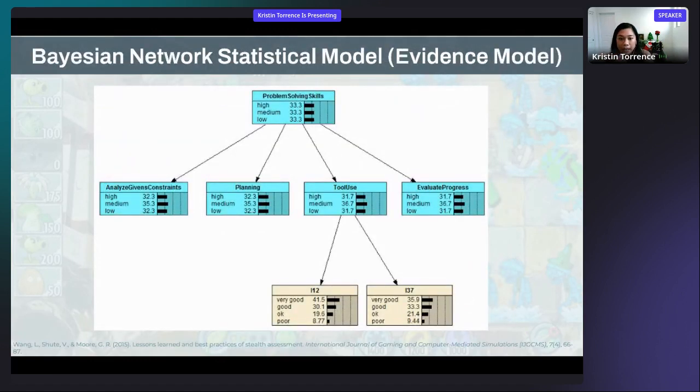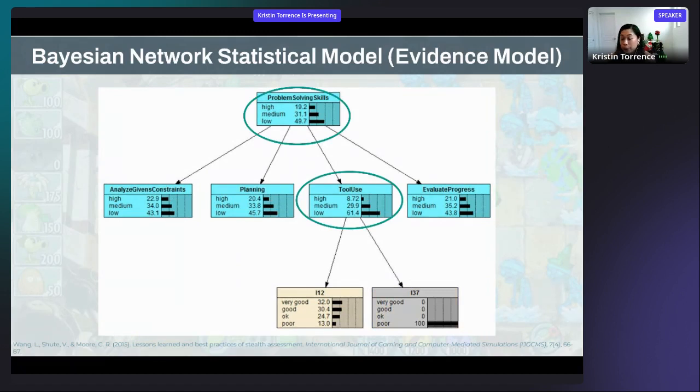So here is a Bayesian model for the prior probabilities for that problem-solving skills competency model. Starting from the top, the likelihood of someone having a high, medium, or low problem-solving skill is about equal for all. And that same general trend occurs at the second tier as well, with a little higher probability in the middle. The probability distributions in the third tier are a little bit skewed. It's a little more likely someone will demonstrate very good or good tool use from the indicators versus okay or poor. These are before any evidence is entered into the system.